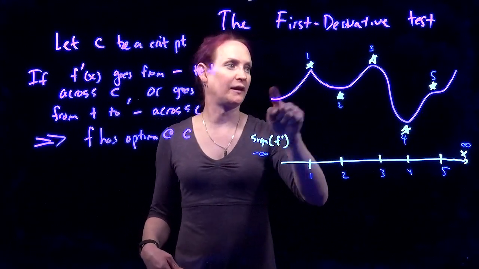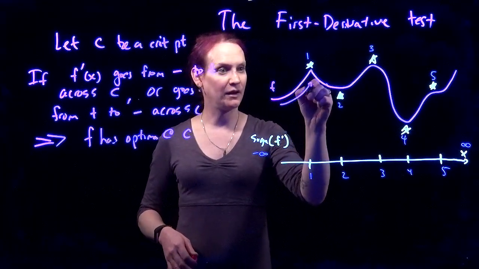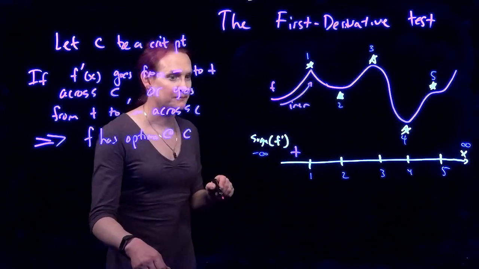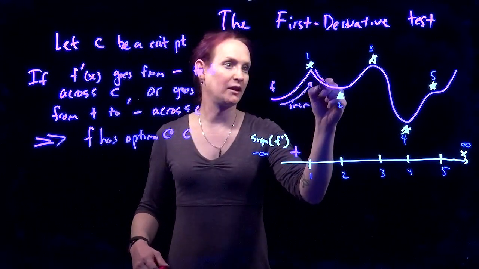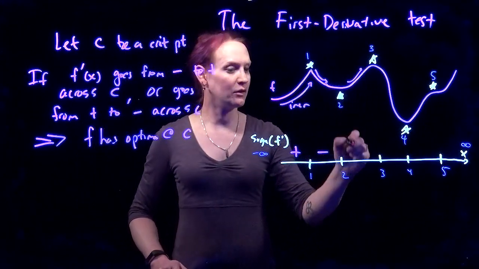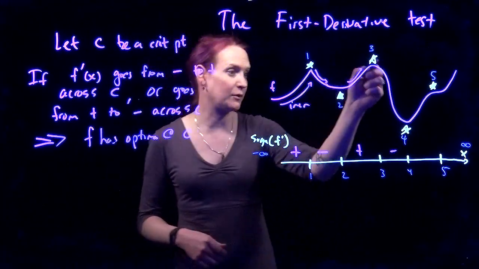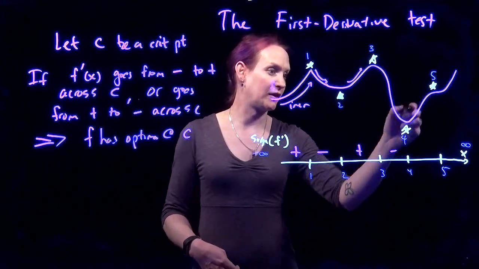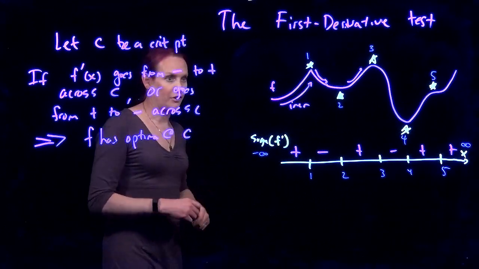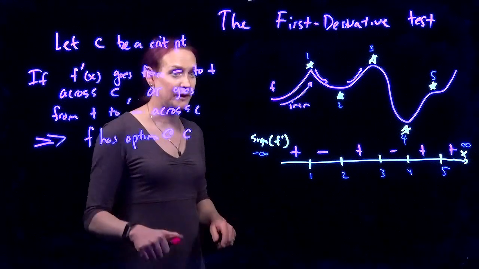This is my function f. f is increasing here. Increasing means the derivative is positive. It's decreasing here, the derivative is negative. It's increasing here, positive. Here the function is decreasing, so the derivative is negative. Here the function is increasing, positive. Function is increasing, positive.